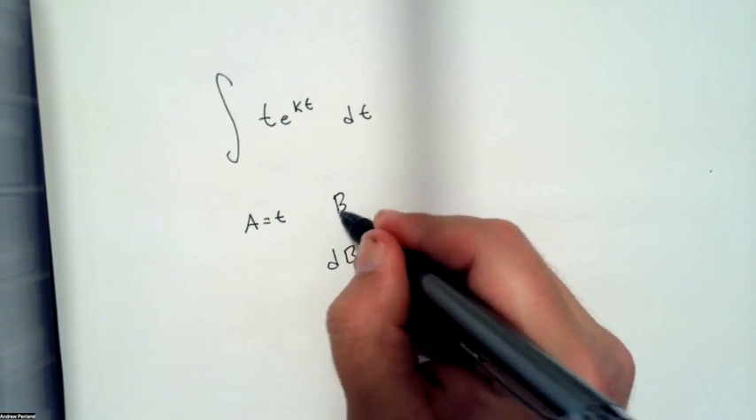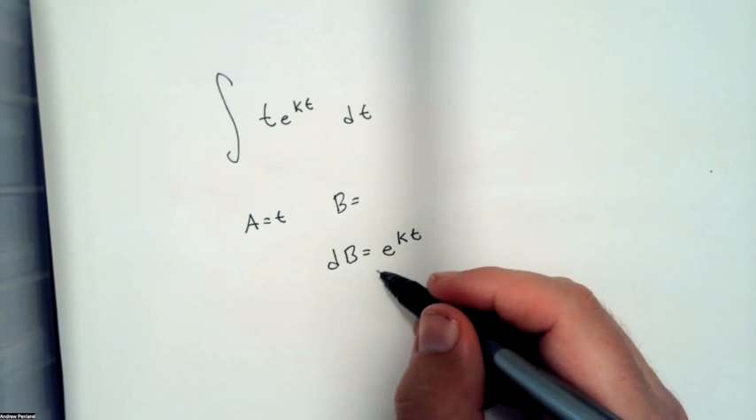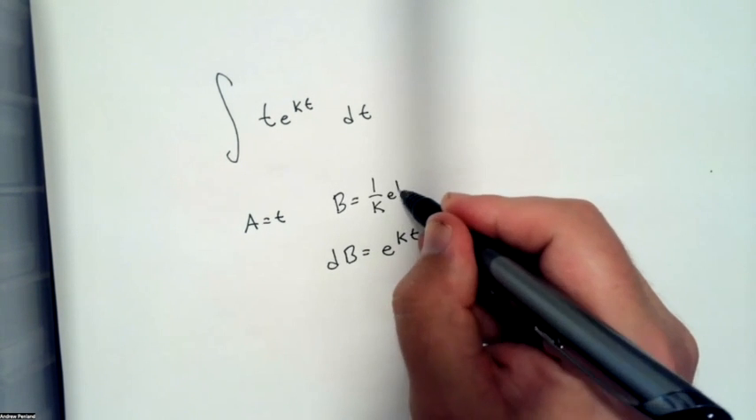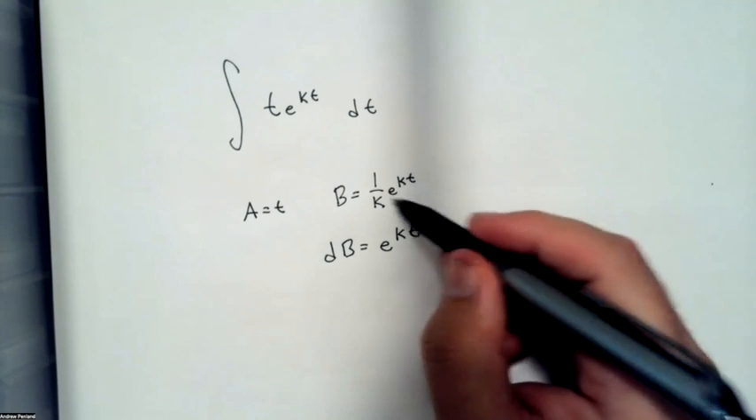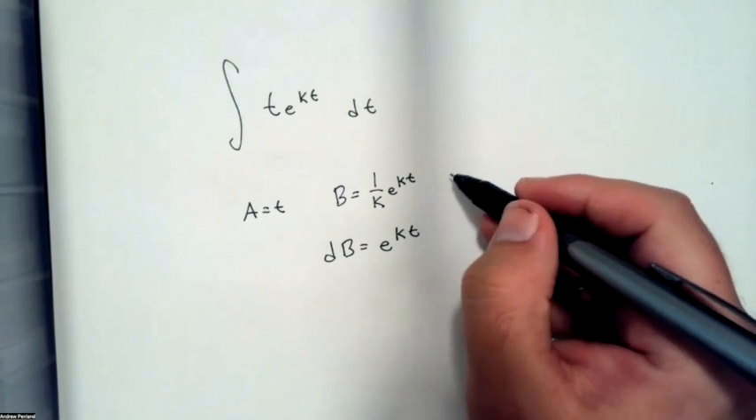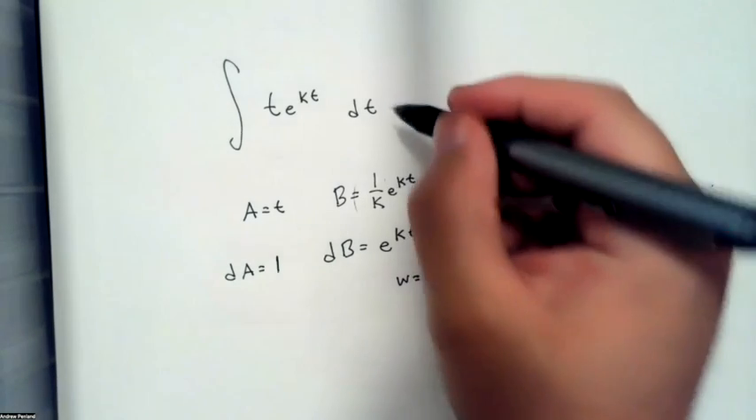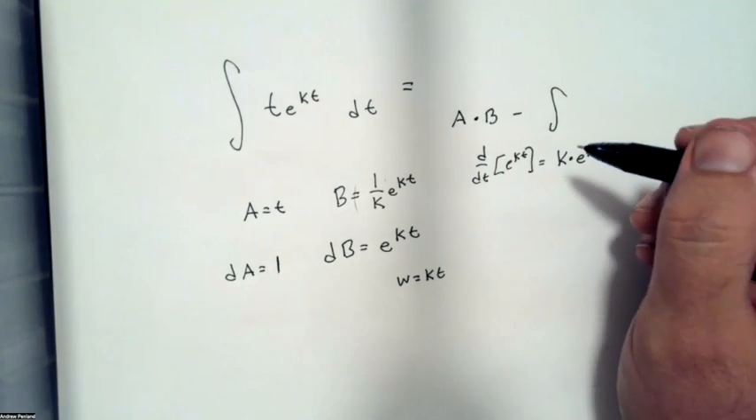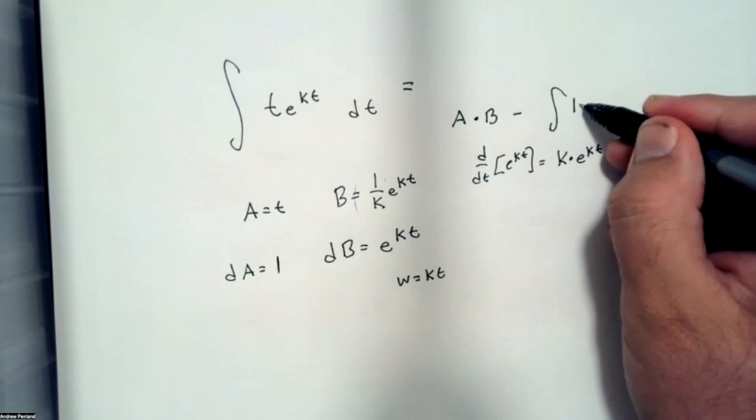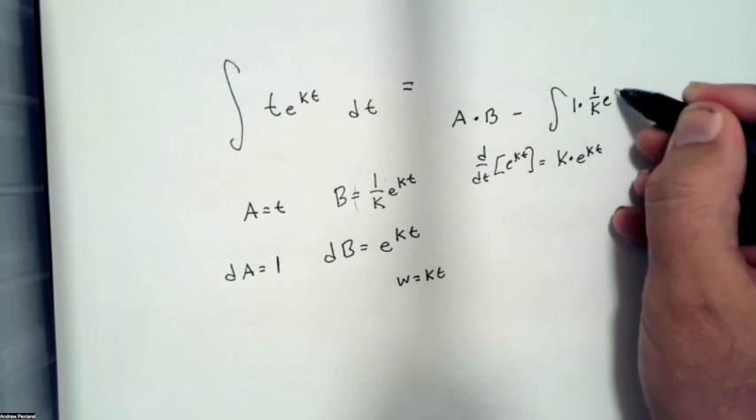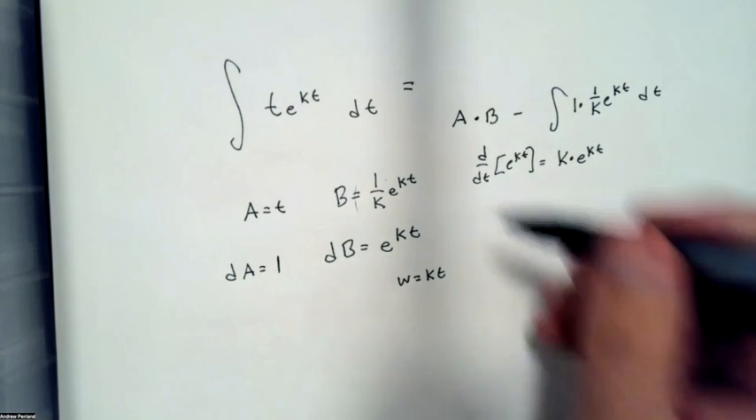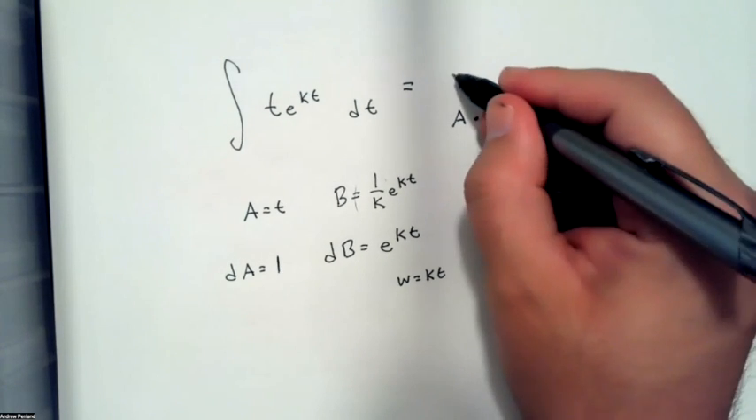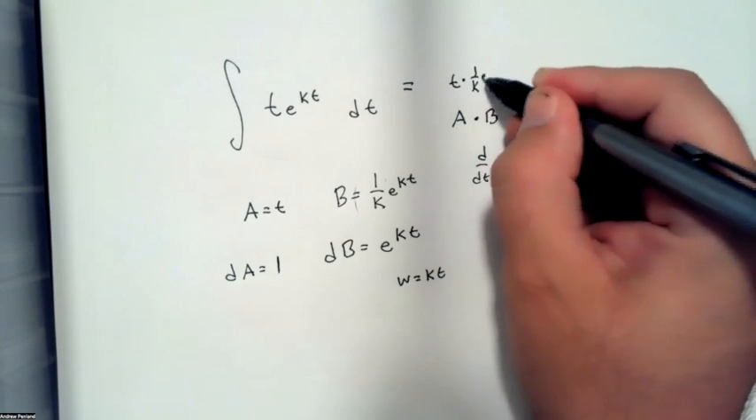So b, the antiderivative of e to the kt, is going to be 1 over k times e to the kt. If you think about taking the derivative of e to the kt, that makes sense. Then I just plug these pieces into my pattern. I have a times b minus the integral of b da, so 1 times 1 over k e to the kt dt, and a times b is just t times 1 over k e to the kt.